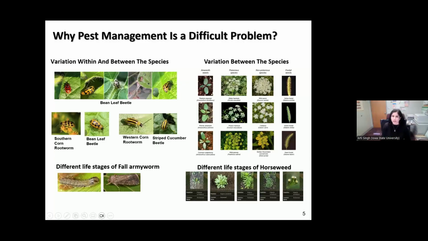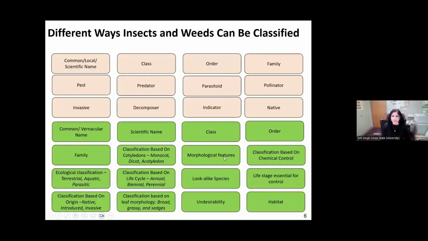Same with weed species. We can see we have these different amaranth weed species. These are different genera, but they look very similar. When it comes to poisonous versus non-poisonous, like water hemlock versus wild carrot, they look alike. So how can we differentiate these insects and pests, and how early can we diagnose them? Because we all know in integrated pest management, correct and effective management starts with the right diagnosis.